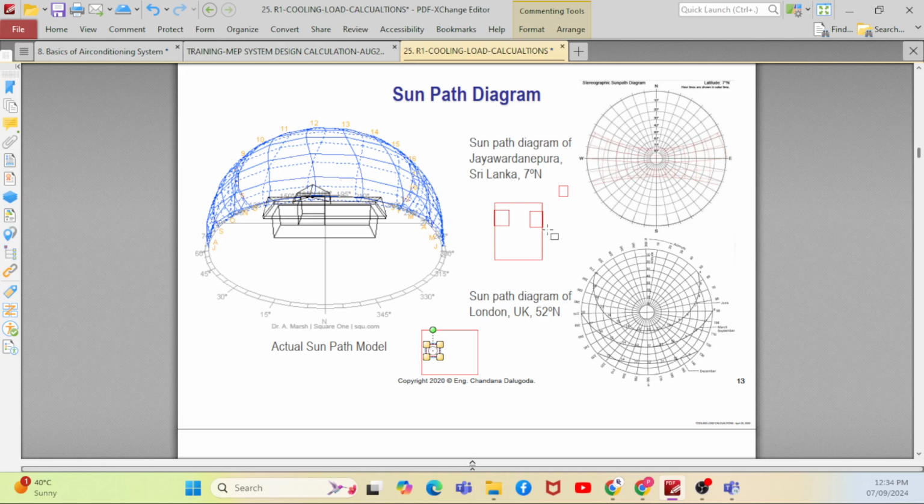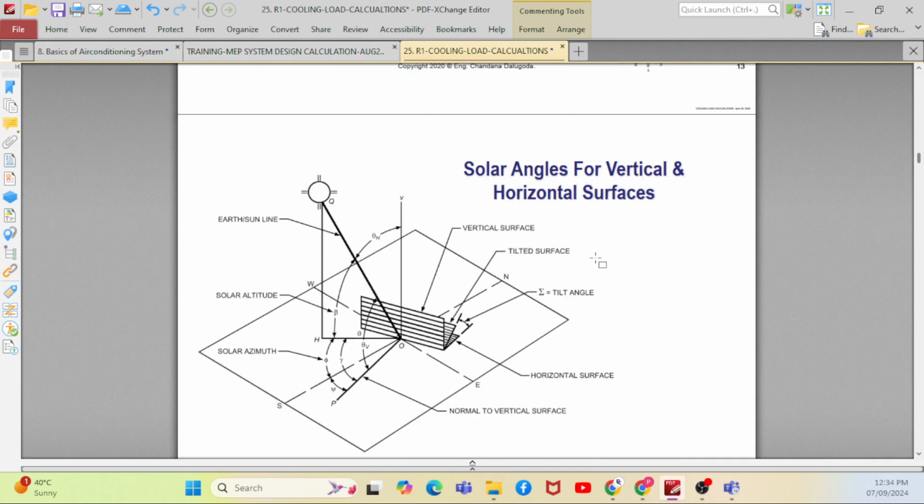In the HAP software you can see different directions have different heat intensity. That is already calculated here. Clear, right? So this is about solar.